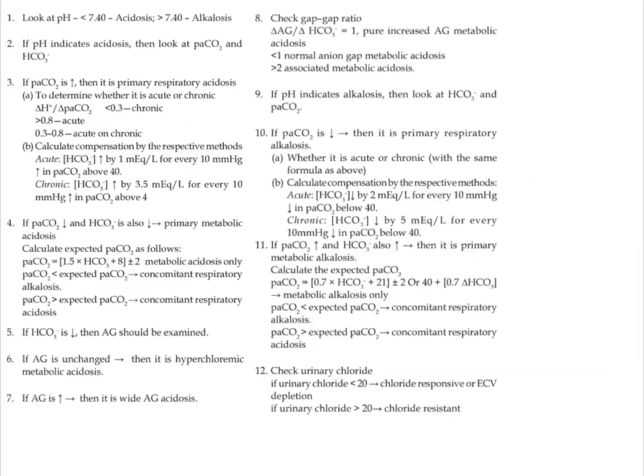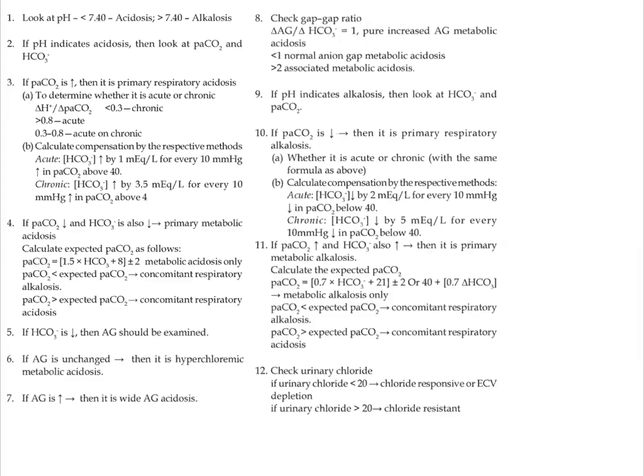If you see, many slides are there before this short form of the complete ABG analysis. The first step is to see the pH and assess whether it is an acidosis or alkalosis. The second step is to see your primary abnormality of the acid-base balance, whether it is a respiratory or a metabolic primary component. Suppose you have come to the conclusion that the primary is a respiratory acidosis.